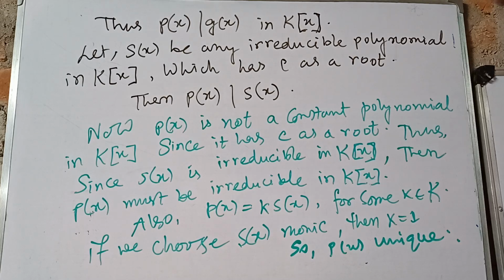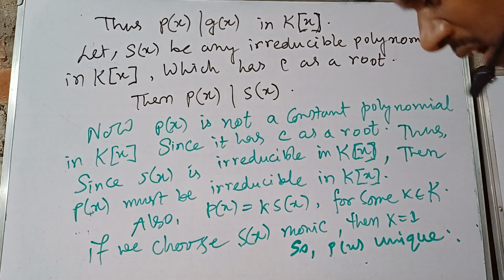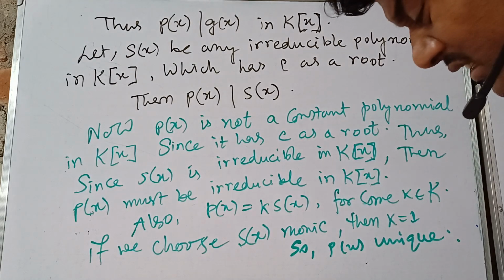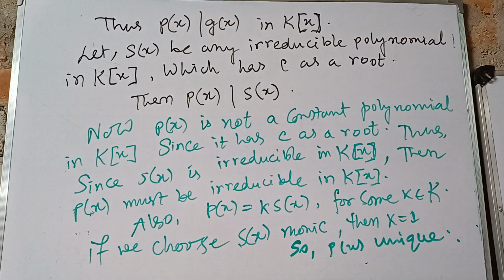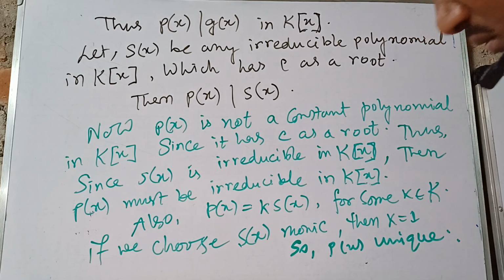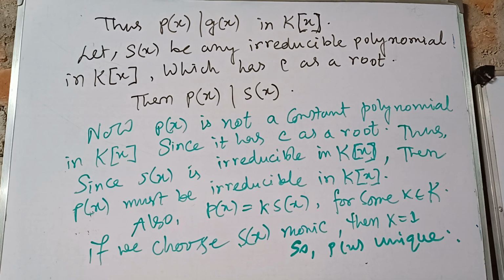Now the converse part: we also prove that c is a root of some unique irreducible monic polynomial p(x). Then obviously c is a root of some polynomial, that means c is algebraic. By definition this holds, so we complete this proof now.